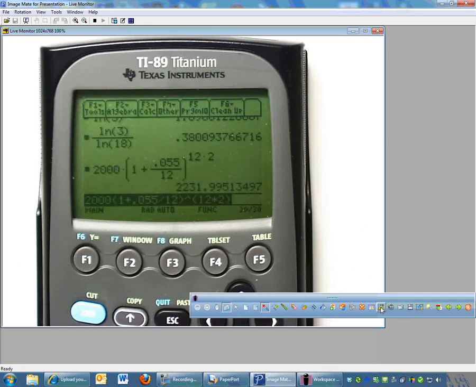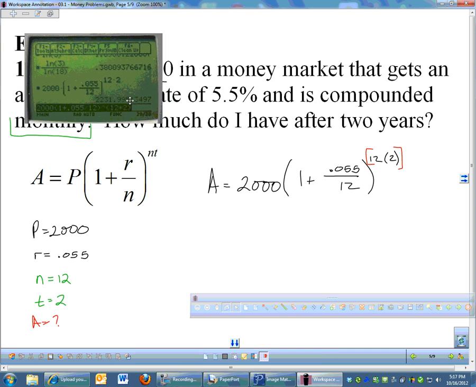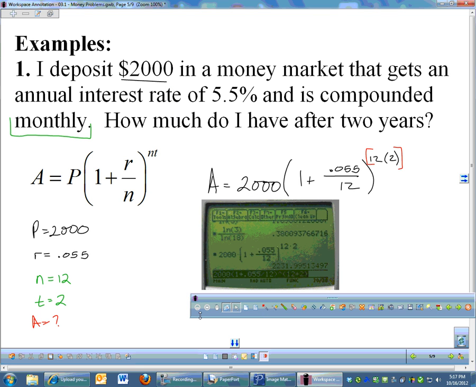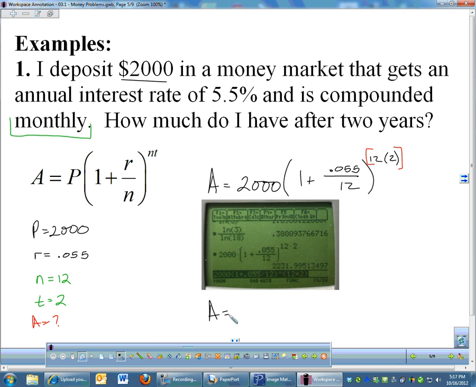2231.995, and I'll just take a screenshot of this and put it right here. There we go. So now we can see it, and once I throw that in, we get A. Oh, lost my pen. A is 2231.995. We will round that to the penny because this is money, and I will round that 9 up, and that's actually going to round to 2232.00. So there's how much money we have after 2 years.